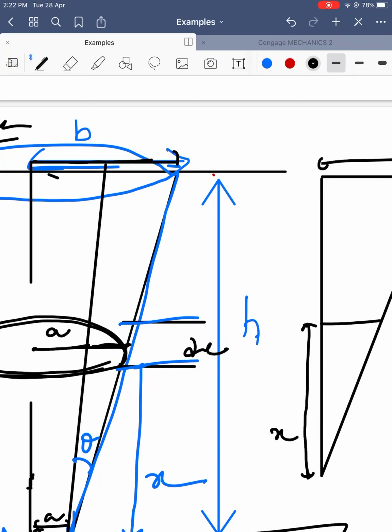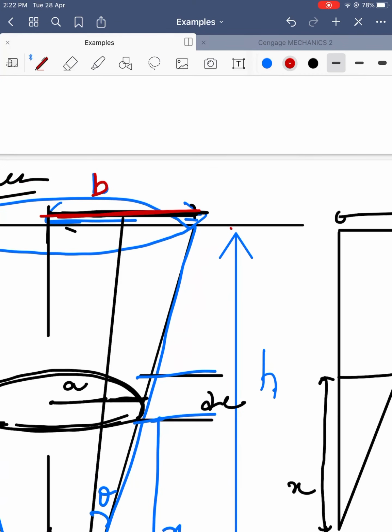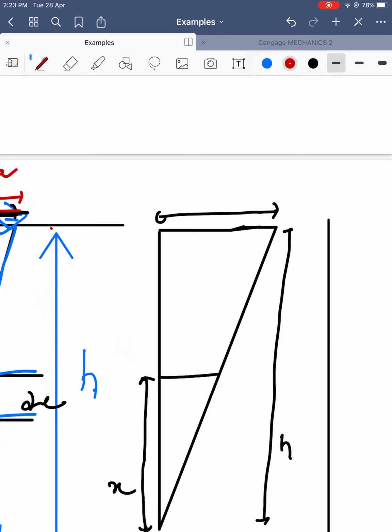Here, the radius from middle to top, middle to end, is B, and to the other end the radius is A. So from here to here the radius is A. What will be the remaining section? It will be B minus A. I am writing this B minus A.